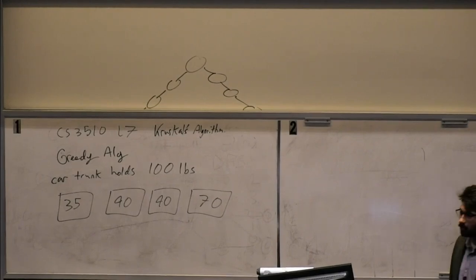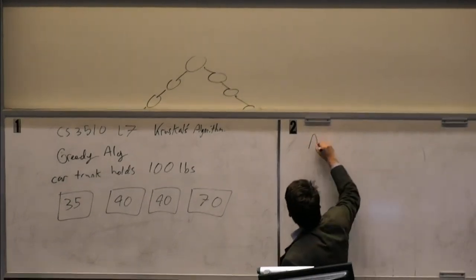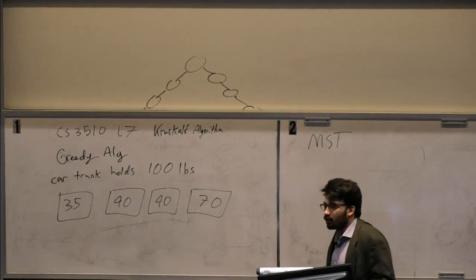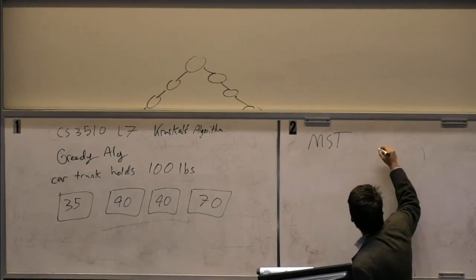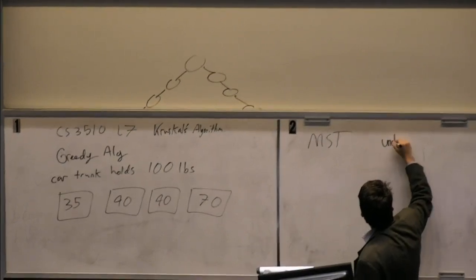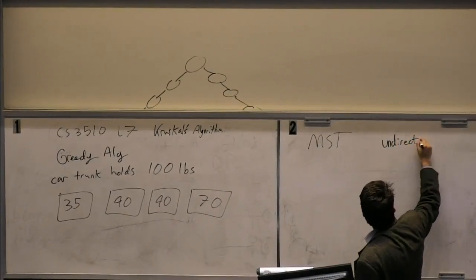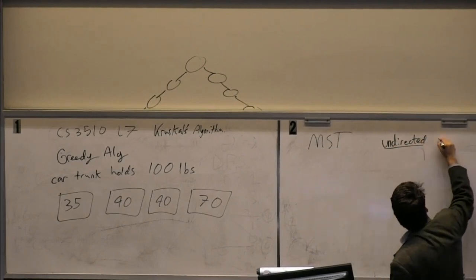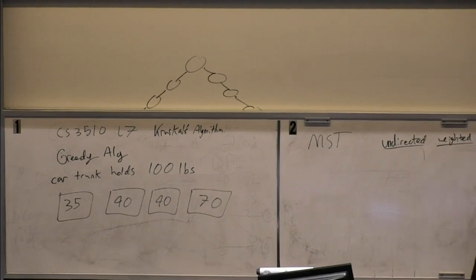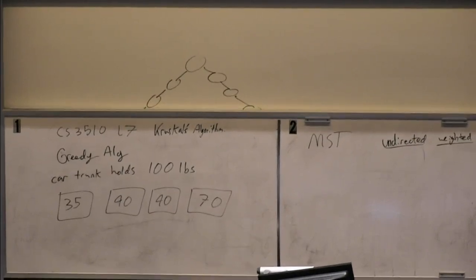So let's talk about the minimum spanning tree problem. An MST, a minimum spanning tree, is when you have a graph and you're trying to find its MST, and this is in the undirected but weighted setting. So the graphs in this lecture are undirected, for a spanning tree we don't care about direction, and it is weighted because we want to find its minimum.